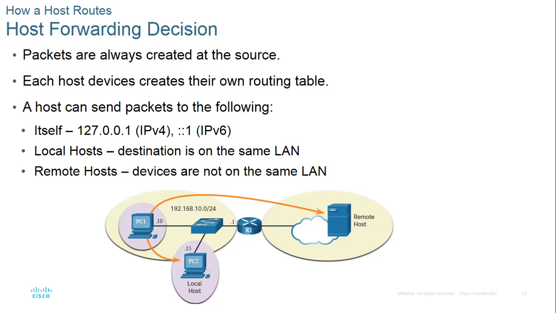So the host can send packets to a local IP address, what we call a local host IP address, or local loopback. For IPv4, it's 127.0.0.1. For IP version 6, it's 127 bits set to 0 and the last bit equal to 1. What do we mean by local host? Local hosts are destinations that are on the same LAN, and remote hosts are devices outside the same LAN.